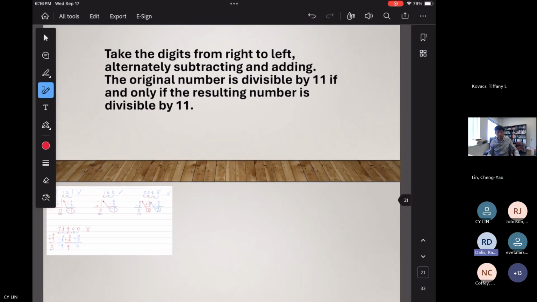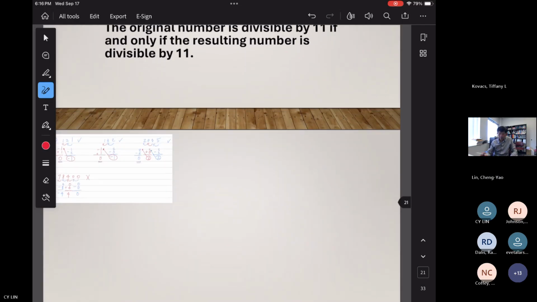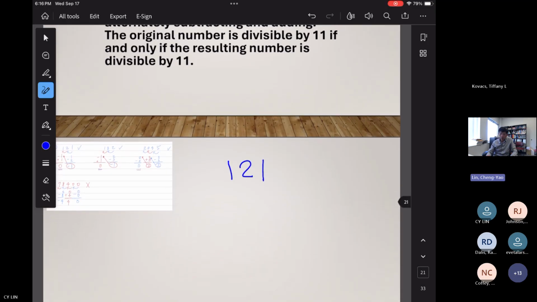Actually, there are 2 different ways of doing this, okay? I will show method 1, and then I will show method 2 for you, and see which one you feel comfortable with. Sometimes people like method 1, some people like method 2, okay? Let's say 121. Is it divisible by 11 or not?